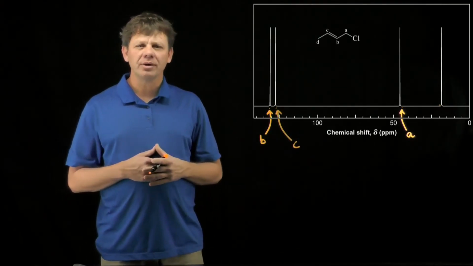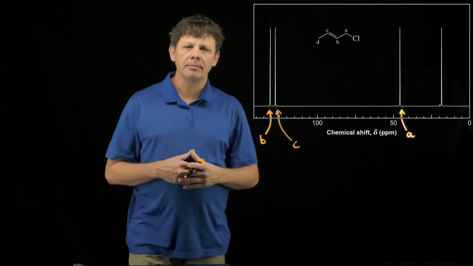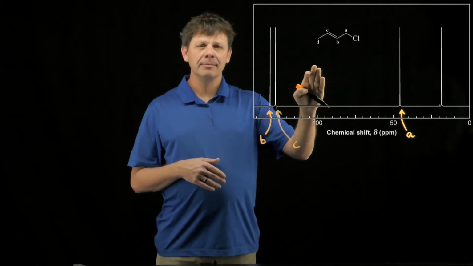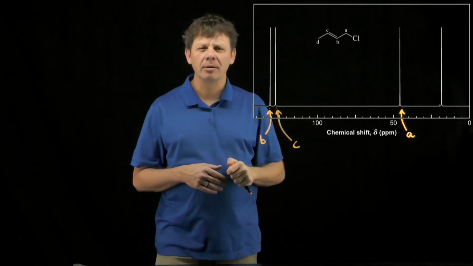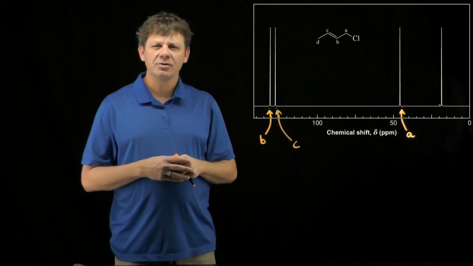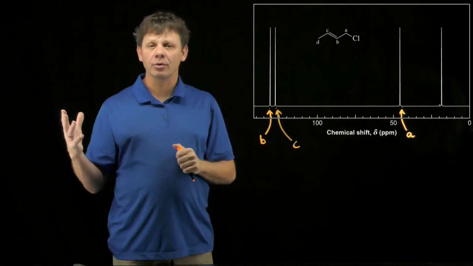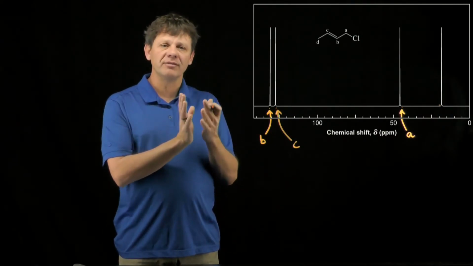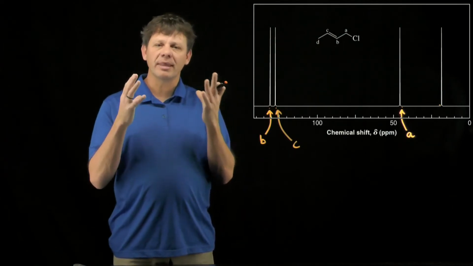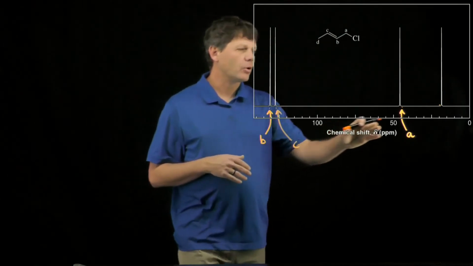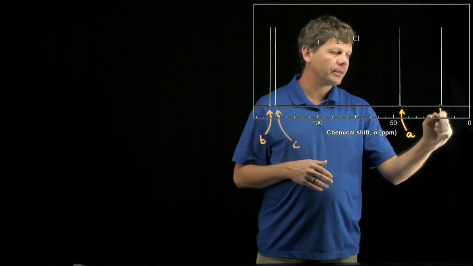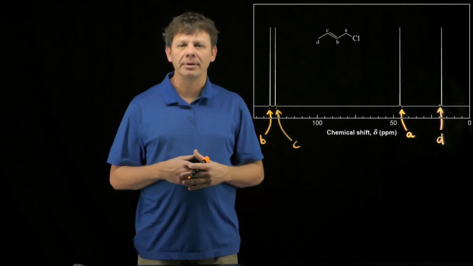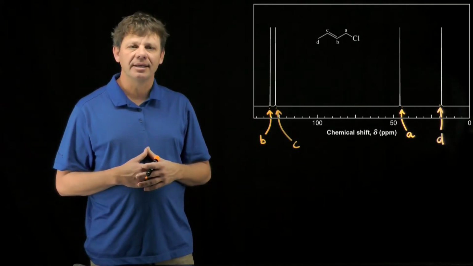That leaves us only to assign D and only one signal. Let's do that by looking at what is D. It's an sp3 hybridized carbon. It's not directly attached to an electronegative atom, but it is next door to a double bond. We expect that to be between 0 and 50, really far away from that 50 range. And so this signal here is probably D. Highly likely is D.